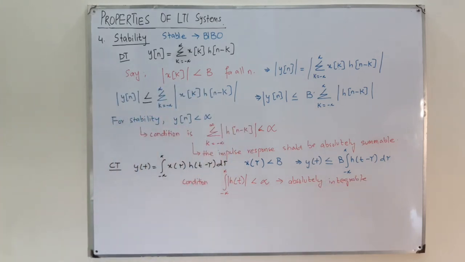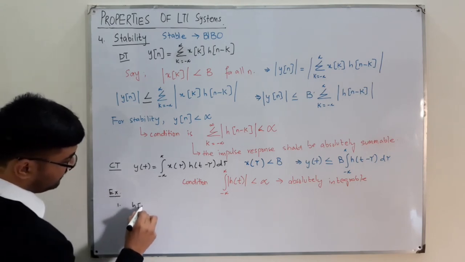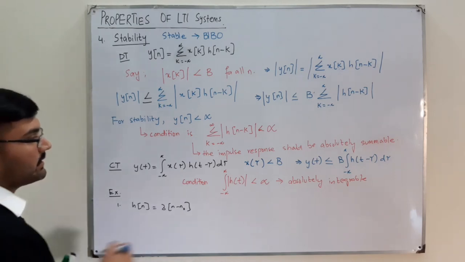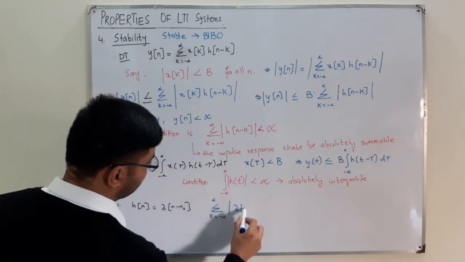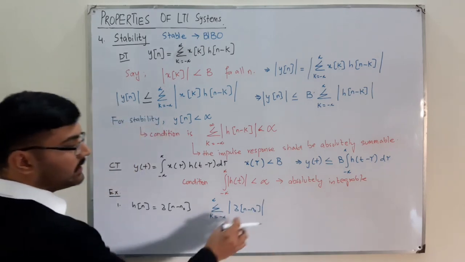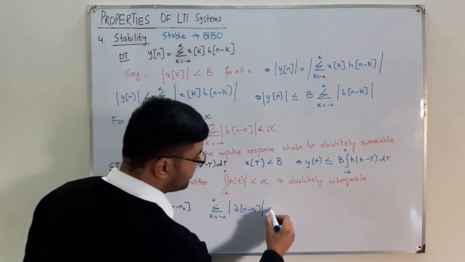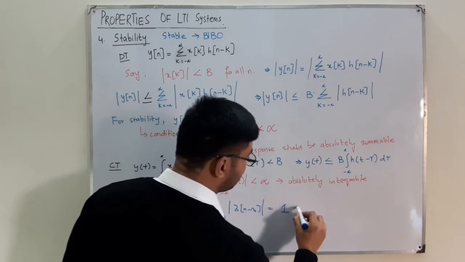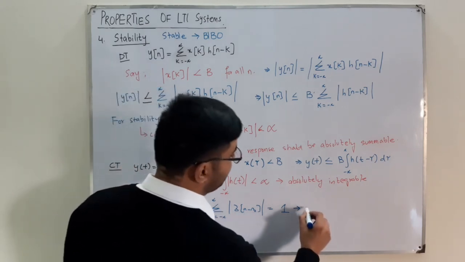Fine. Now for an example, the first one: h of n is delta of n minus n naught. You would sum the impulse response from negative infinity to positive infinity, taking the absolute value. This represents an impulse located at n equal to n naught with value 1. It is only located at one position, n naught; the other values are 0. The sum is some finite value, which means this is absolutely summable. So this is a stable system.